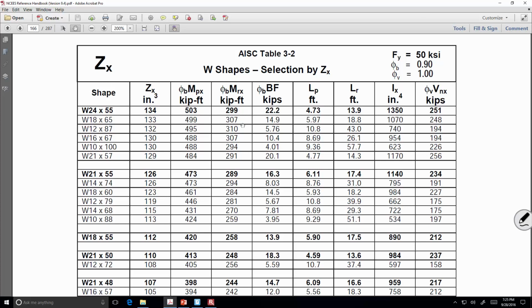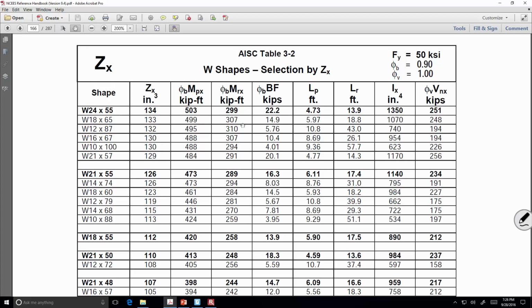I've got phi MR of 299, which is kind of like the yield moment. It's a reduced yield moment, hence the phi MR. We reduce that because of the presence of internal stresses inside the section. Okay. We have phi BF, which stands for beam factor, and I'll explain what that means when we look at a graph here in a second. And that is 22.2 kips.